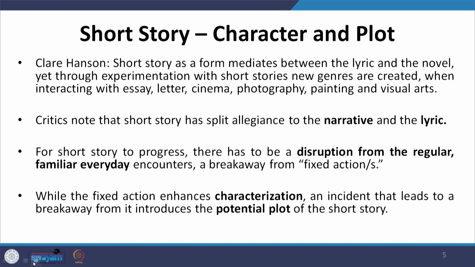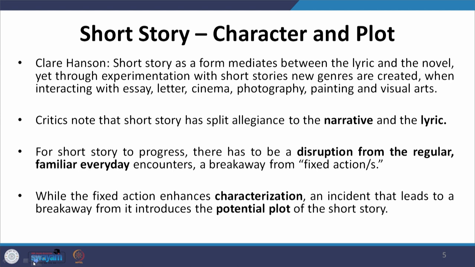So, Claire Hansen notes that the short story as a form mediates between the lyric and the novel. It imparts qualities, features of the lyric and then that of the novel too. And yet, through experimentation, one also sees that the short story is coming up with new genres, new possibilities, new avatars, if we may.